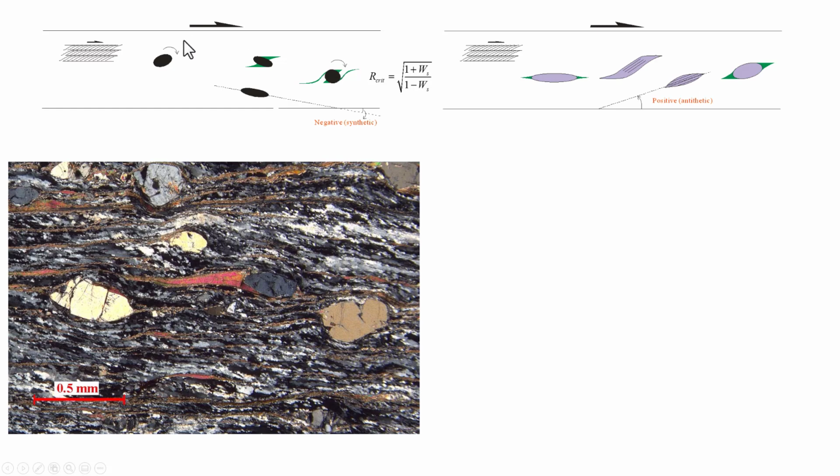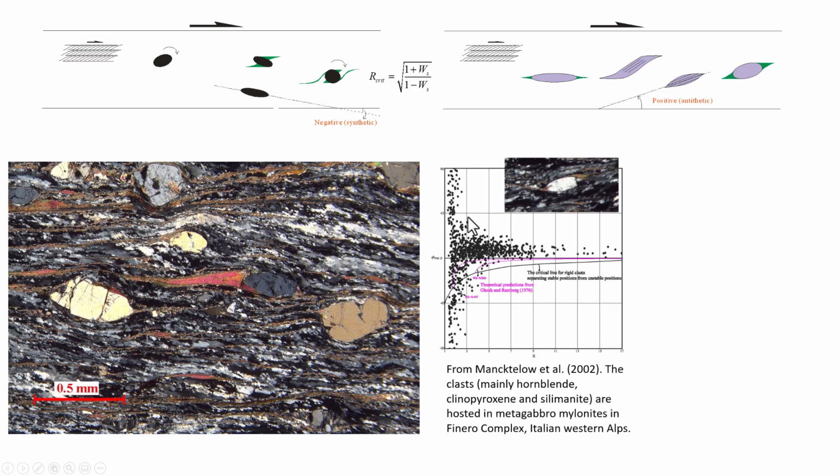So the theoretical prediction is this. The real observation is like this. Most clasts have a small angle antithetic with respect to the shear plane. Natural observations of mylonites, like this one from a metagabbro mylonite. The porphyry clasts are mostly antithetic with respect to the shear boundary.